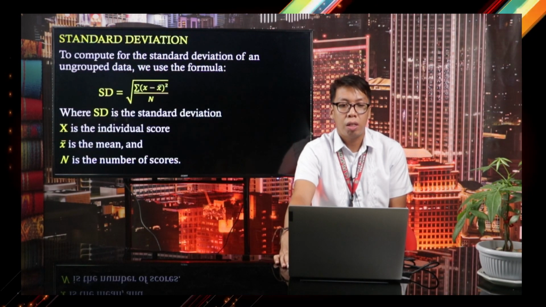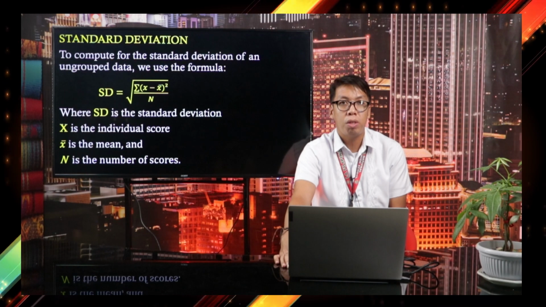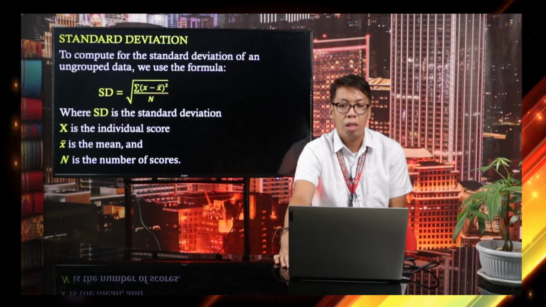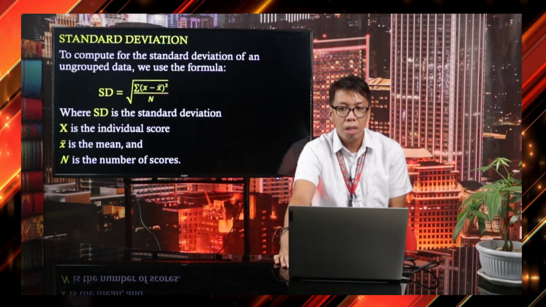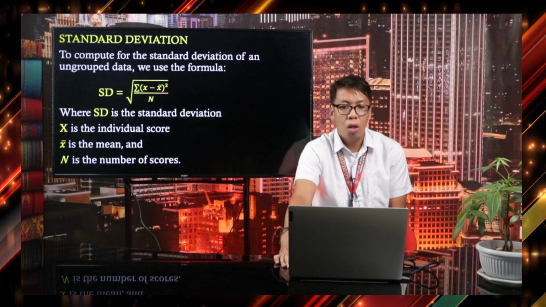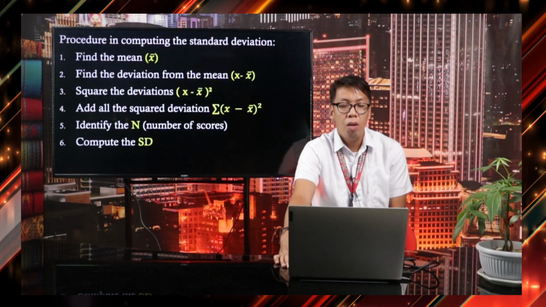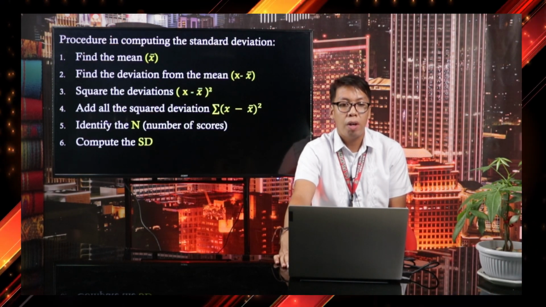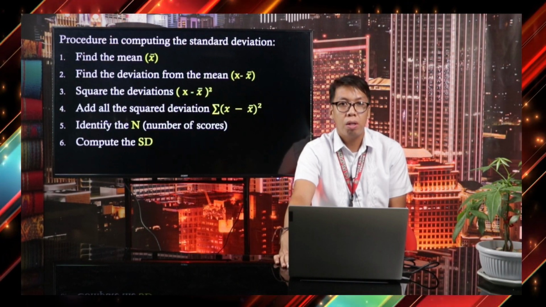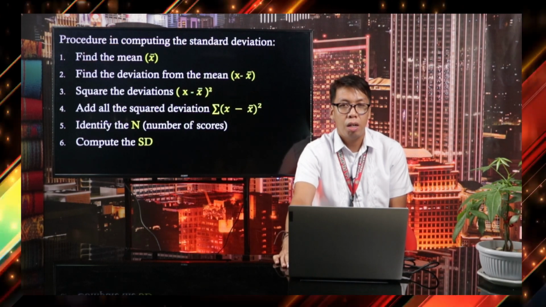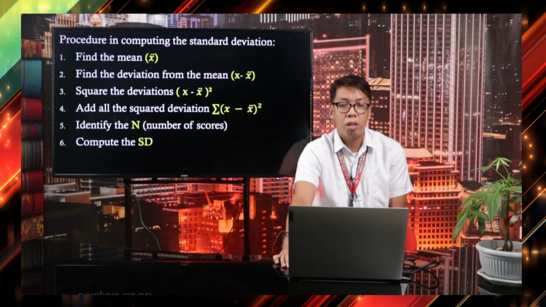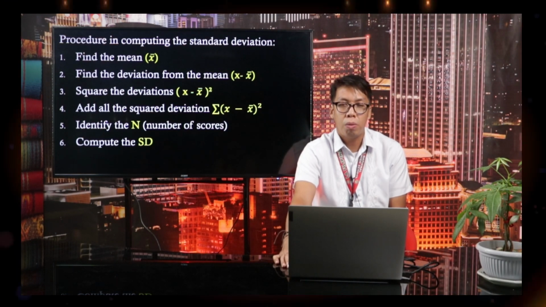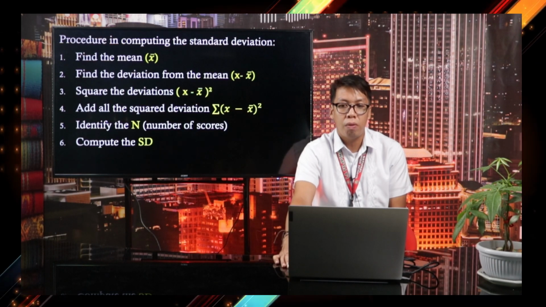For the standard deviation of ungrouped data, we use the formula: SD, or the standard deviation, is the square root of the sum of the squared deviations all over n. For the procedure of computing the standard deviation, first, find the mean. Second, find the deviation from the mean. Third, square the deviations. Number 4, add all the squared deviations. Number 5, identify the n, or the number of scores. And number 6, compute the SD, or standard deviation.